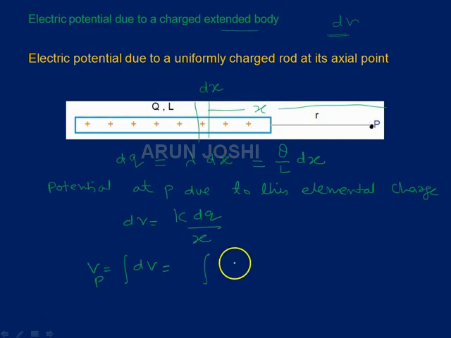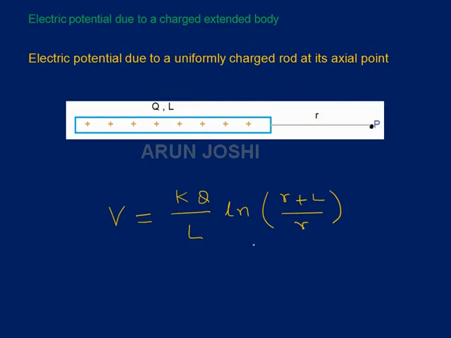You put the value of dq, that is Q by L dx upon x square. And I hope it is visible to all of you. The limit of x is varying from r to r plus L. Now I am leaving this as an exercise for you. Please solve the integration, put the limits and get the result. This should be your final answer. I hope it is clear to you.